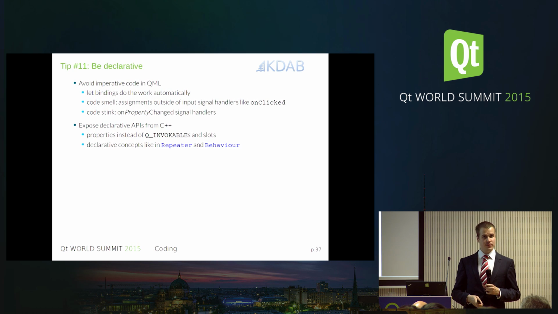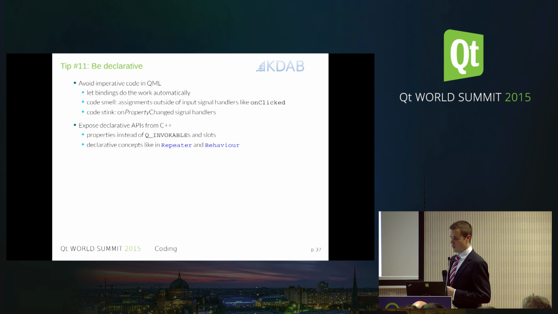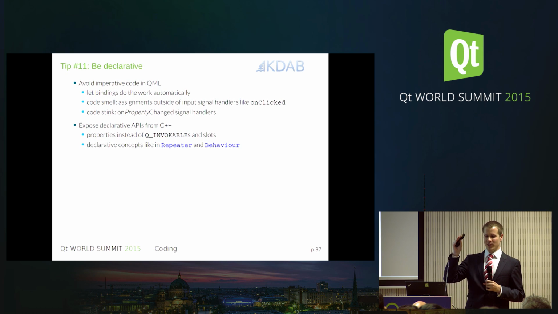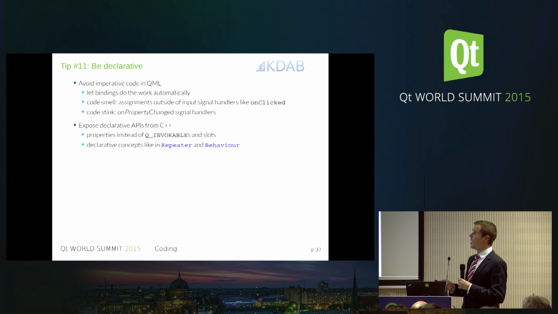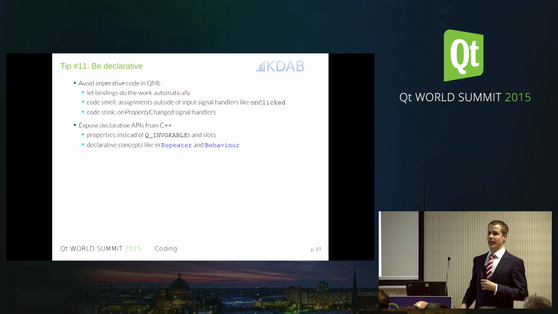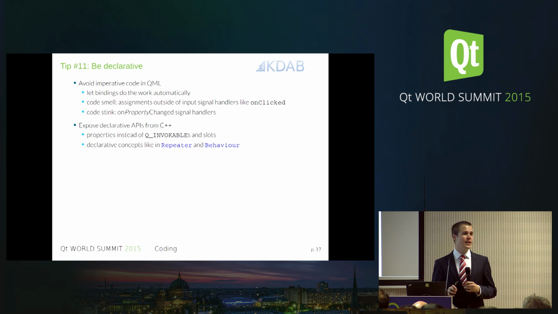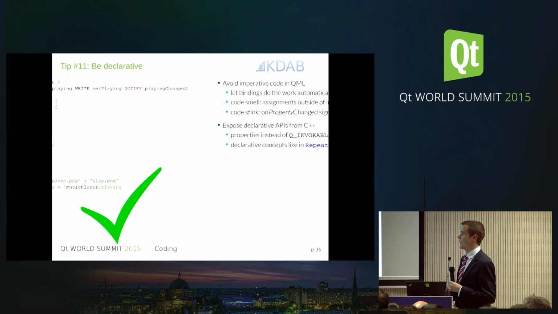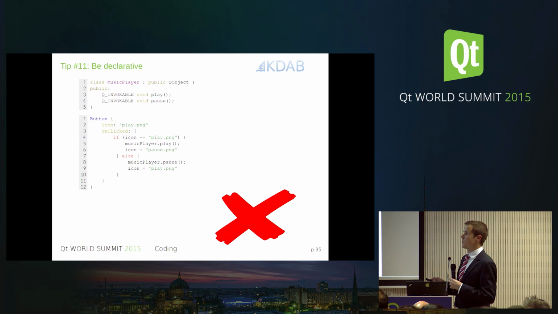to make their API declarative. And especially, you might know the word code smell when you look at code and think, oh, this might not be the best. One code smell is definitely assignments outside of signal handlers. So in signal handlers in QML, sure, you need to react to something that can only be imperative. But outside of signal handlers, assignments are a sign that you might be able to do it in a more declarative manner. Like the assignment to the icon property here, which we were able to replace by a binding.